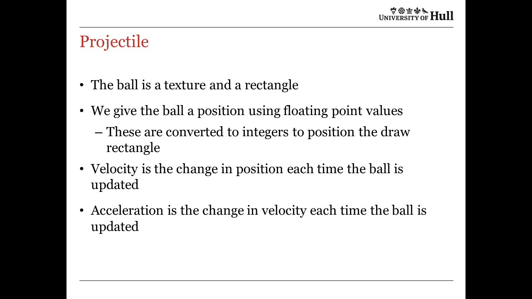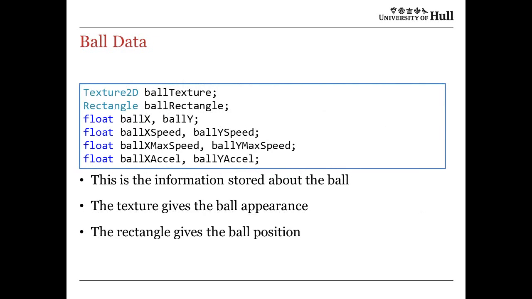So velocity is how much the position changes each time. Acceleration is how much the velocity changes. This is standard stuff, and that's about all the physics you need to know. If you look inside my game, which we will in a minute, I've got a texture which holds the ball design, a rectangle which holds the position of the ball on the screen, a floating point variable for each of the X and Y positions of the ball, and 2 floats for the speed, the maximum speed and the acceleration.